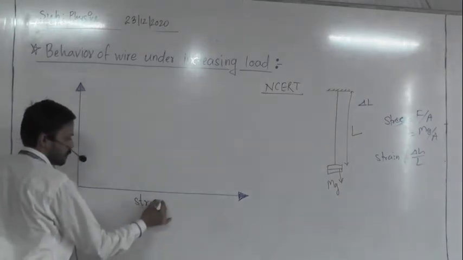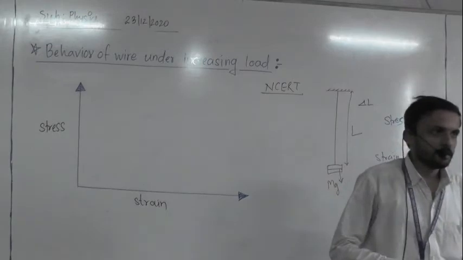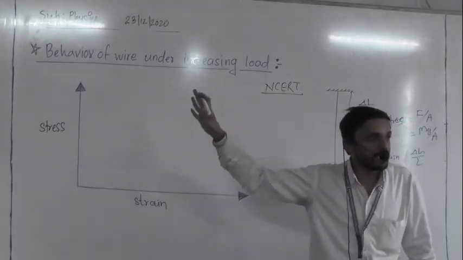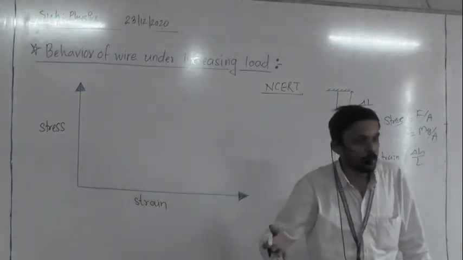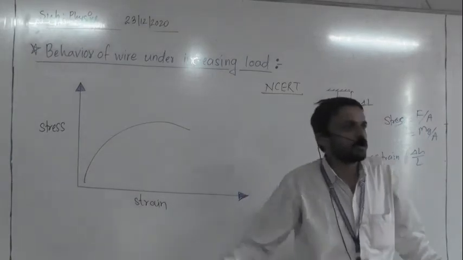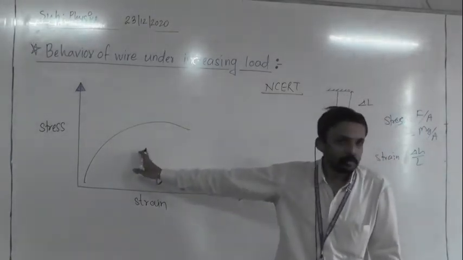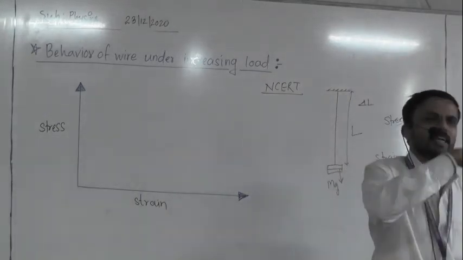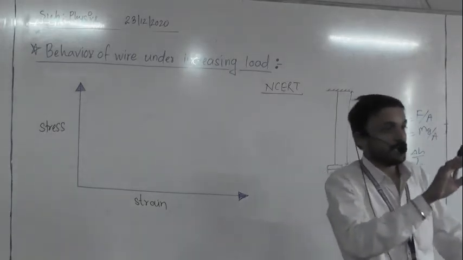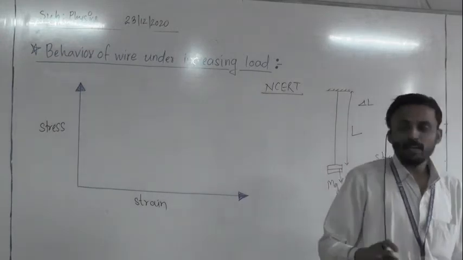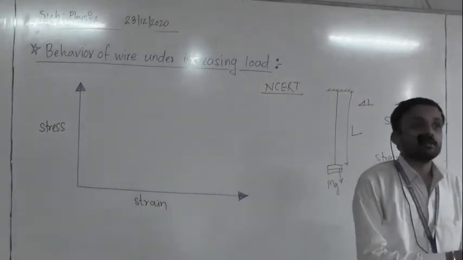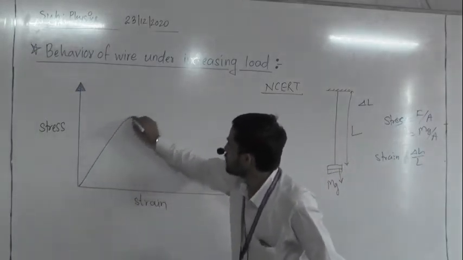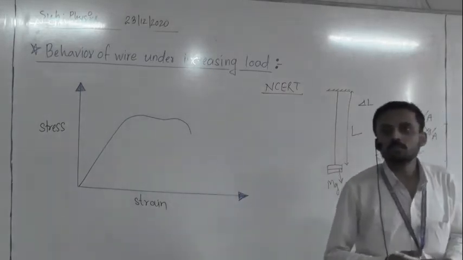So we have to actually analyze each material, steel, iron, whatever. Each material has been already studied and the conclusions are made. So roughly I can give the idea. The graph looks like this.